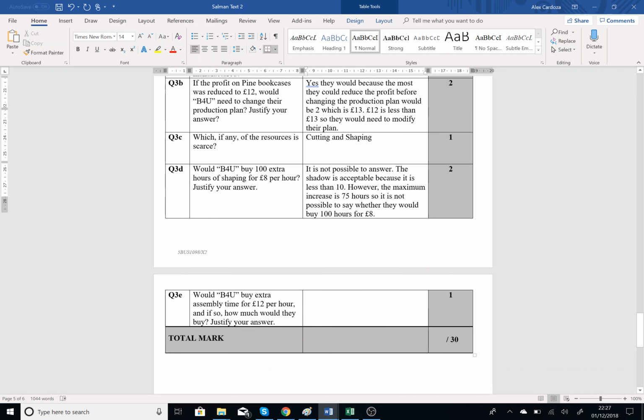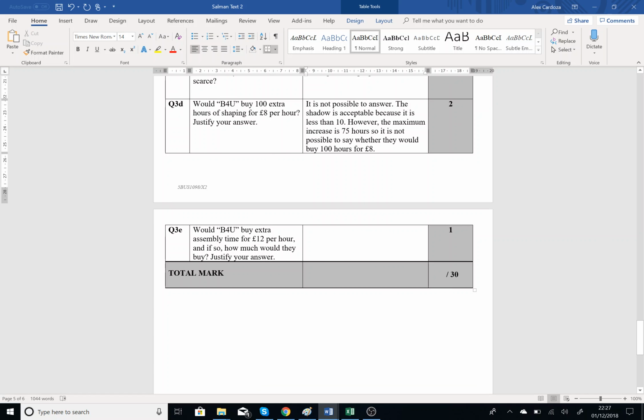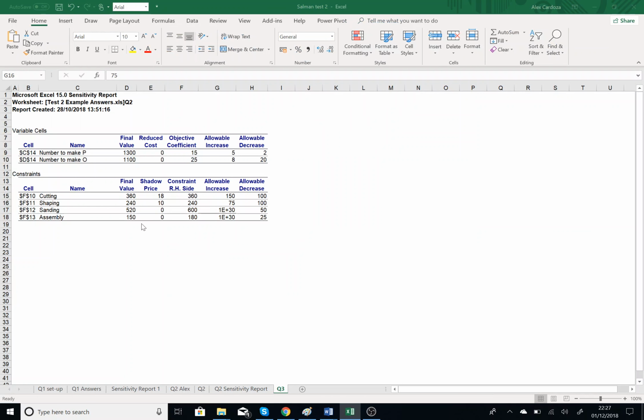Okay. And would B4U buy an extra assembly time for £12, and if so, how many would they buy? Well, assembly is not... No, they wouldn't. They wouldn't because assembly's not a restricted resource for them. It's not a constraint, so they wouldn't be willing to pay any more for it because they've already got slack. So you'd only be willing to pay for something if there's no slack, if it's a constraint, which is what would be shown by your shadow price.